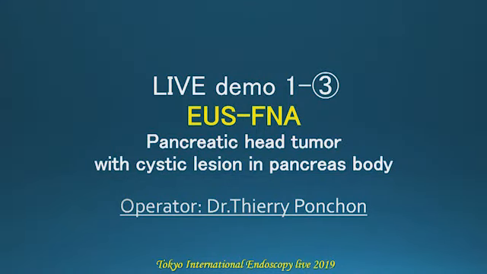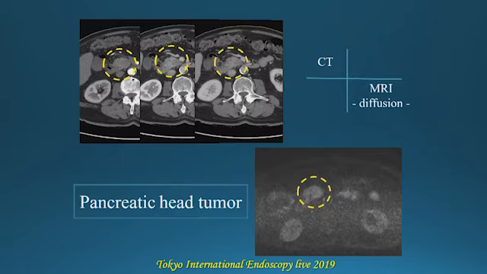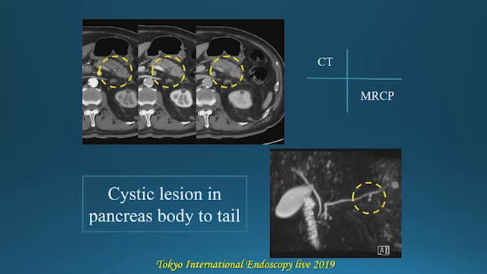The third case is a male patient in his 70s with a pancreatic head tumor with a cystic lesion in the pancreas body. It was found by screening abdominal US. The CT scan and the MRI confirmed a 2 centimeter tumor located in the pancreatic head. There is also a cystic lesion in the pancreas body to tail. EUS and FNA will be performed by Dr. Thierry Ponchon.